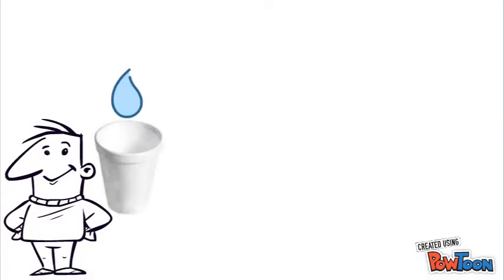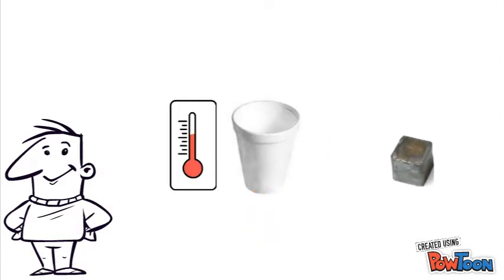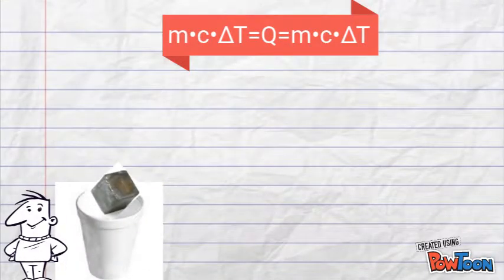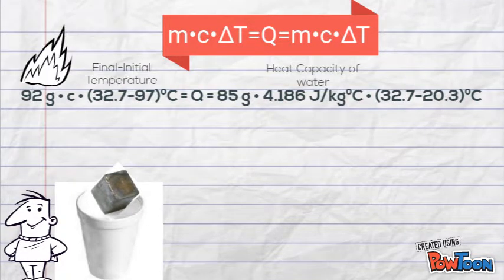In this lab, there's room temperature water, and a metal cube that is heated is placed inside of that. Then it will be transferred to another cup and the temperature will be taken. Using the equation heat equals mass times capacity times change in temperature, we can use thermal equilibrium to determine the heat capacity of the metal.